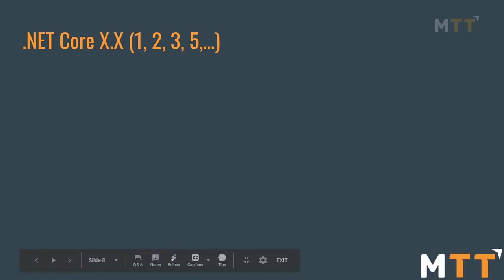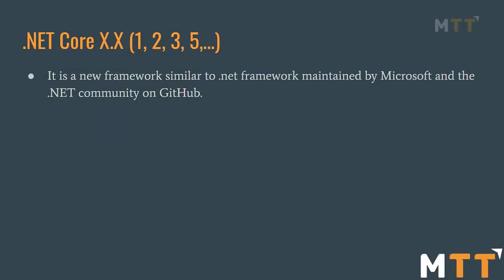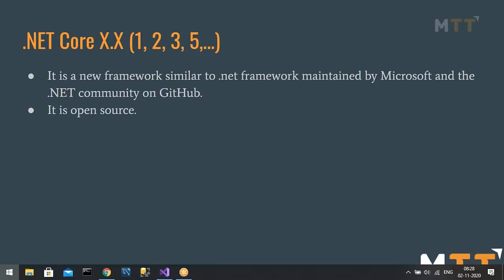Now .NET Core 1.0, 2.0, 3.0, 3.1. Now .NET 5. .NET Core is .NET 5. It is a new framework similar to .NET Framework maintained by Microsoft and the .NET community on GitHub. That means it is open source. Its source code is available on GitHub. It is open source. You can see the source code if you want. I will show you.